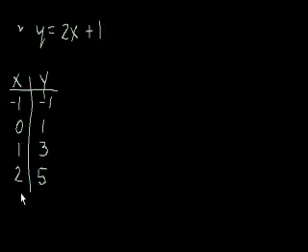Obviously, there are an infinite number of x's we could choose, and we could pick a corresponding y. So now you see we have a little table that gives the relationships between x and y. And what we could do now is actually graph those points on a coordinate axis.